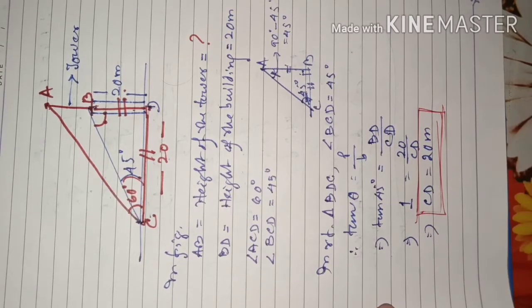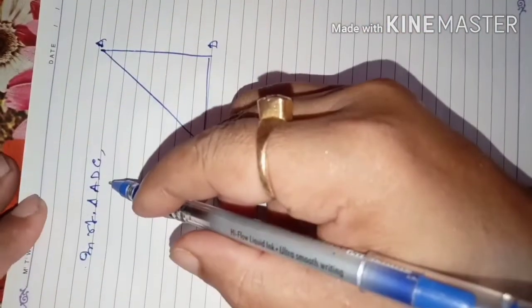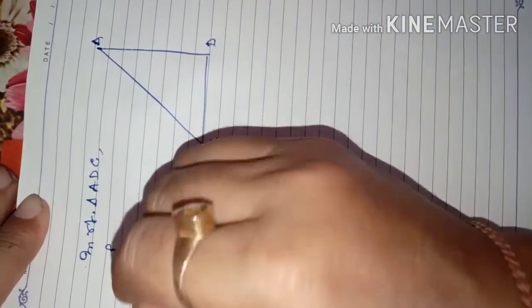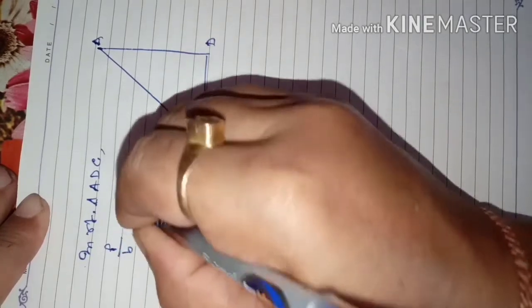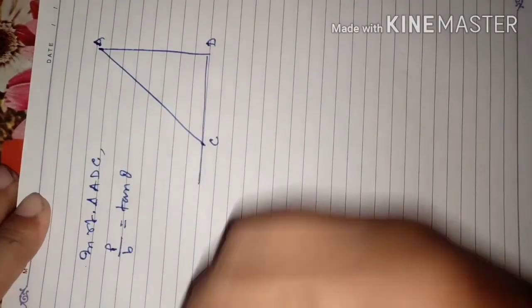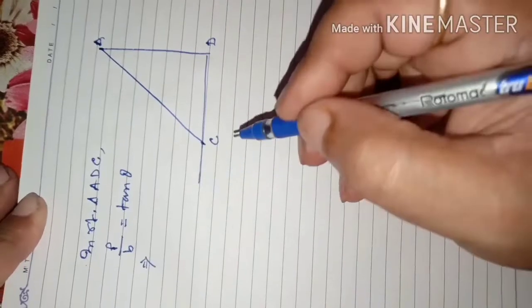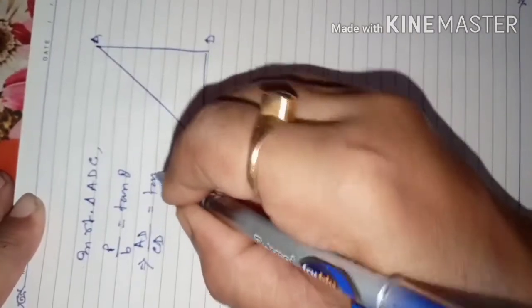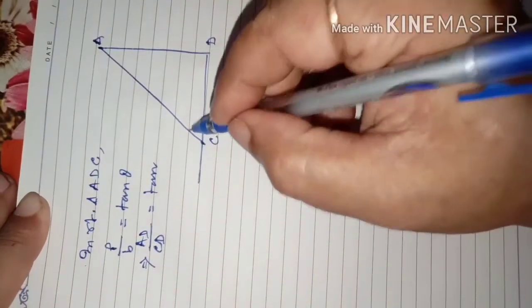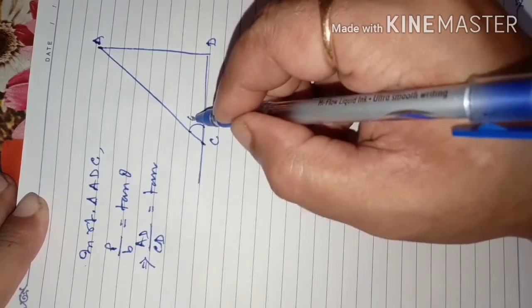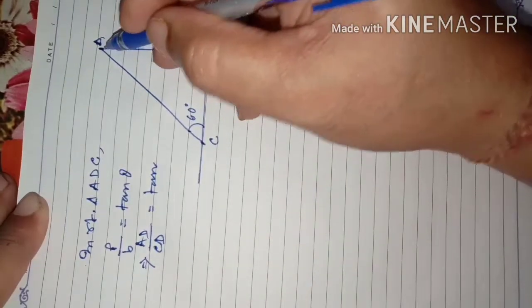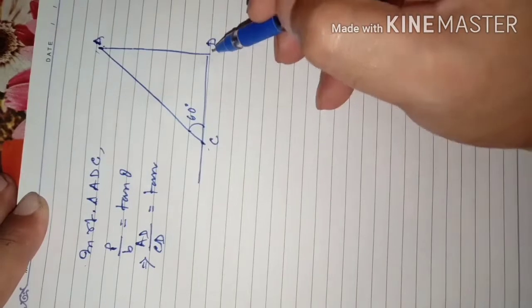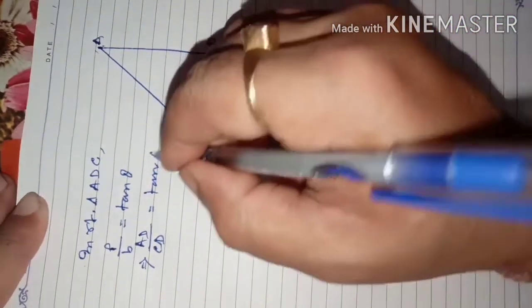So now we will go to right triangle ADC. In right triangle ADC, perpendicular by base is equal to tan of the angle theta. So what is the perpendicular here? That is AD, and the base is CD, equal to tan of the angle theta. What is the value of this angle theta? Here it is 60 degree, because this time you are taking angle ACD, so it is tan 60 degree.